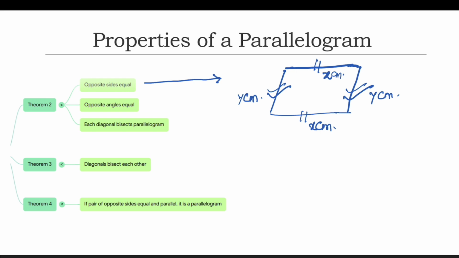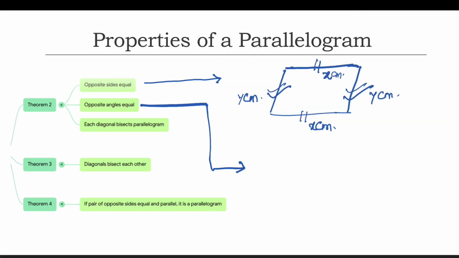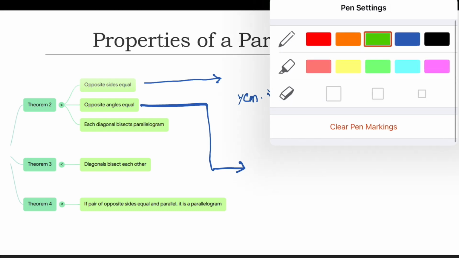Similarly, the second property: opposite angles are also equal. What does that mean? That basically means that this angle will be equal to this angle, and this angle will be equal to this angle. So opposite angles also are equal in a parallelogram.